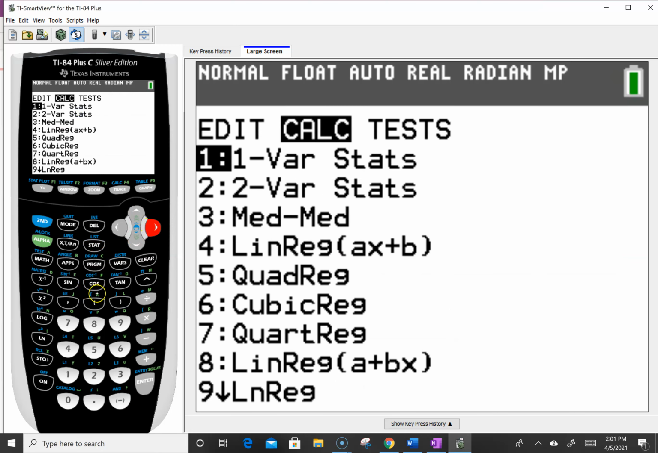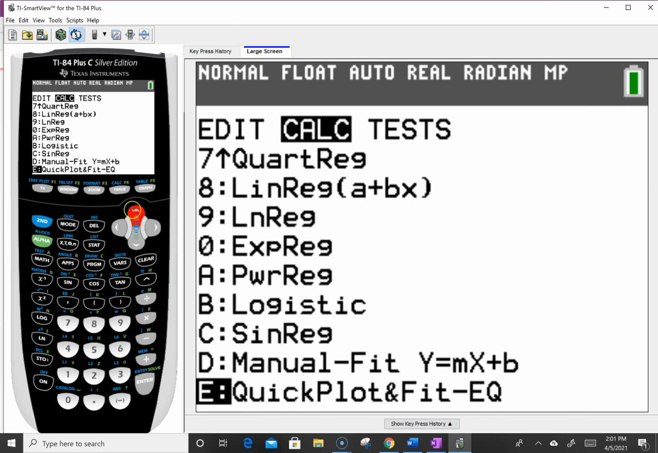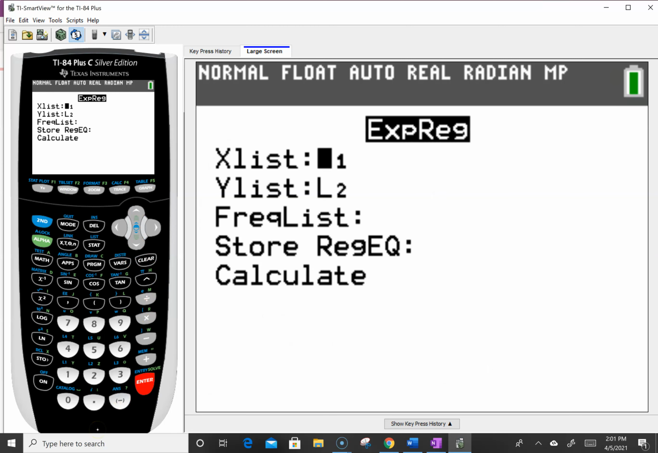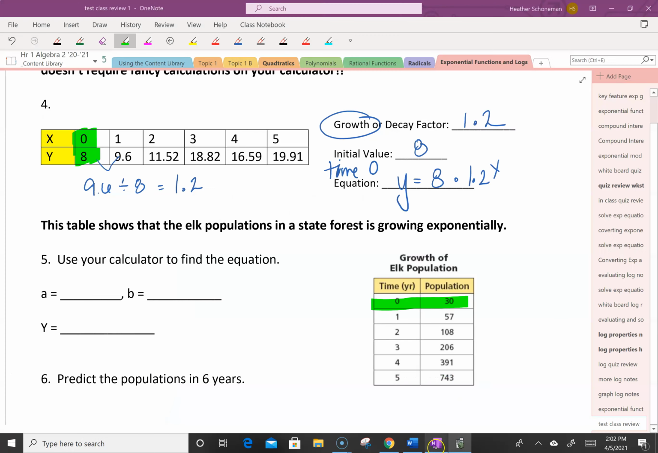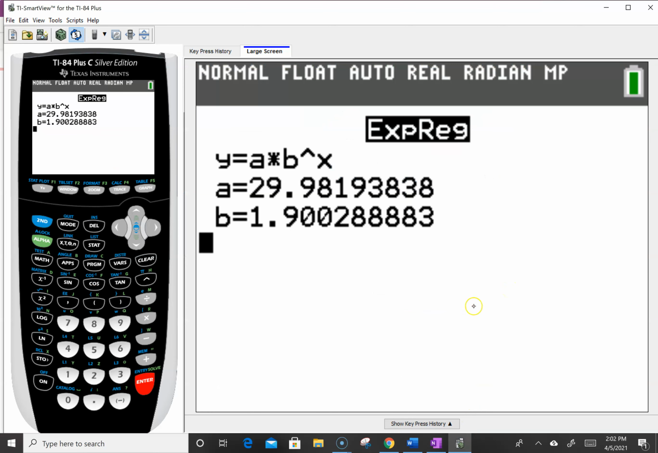Now we need to do a calculation, so we're going to arrow to the right, and this time we want to do exponential regression. So we need to go up and choose choice 0 and hit enter. So our x's are in list 1, our y's are in list 2, and then we're going to ask the calculator to calculate. It'll say this on your test. It doesn't on your worksheet, so I apologize, but we're rounding to the nearest hundredth, so 29.98. So A is 29.98, which is really close to 30, isn't it? So it's accurate. Our B, which is our growth or decay factor, is 1.9.